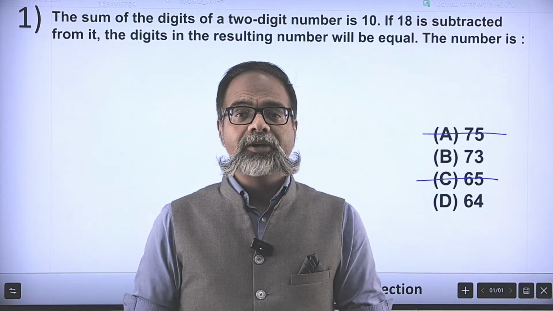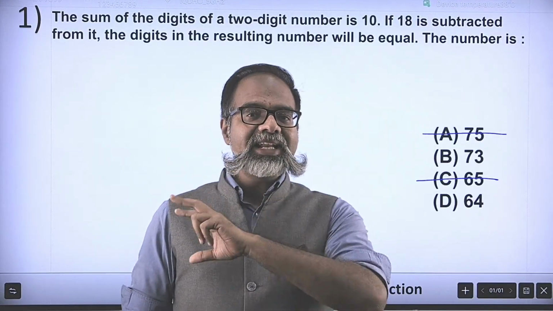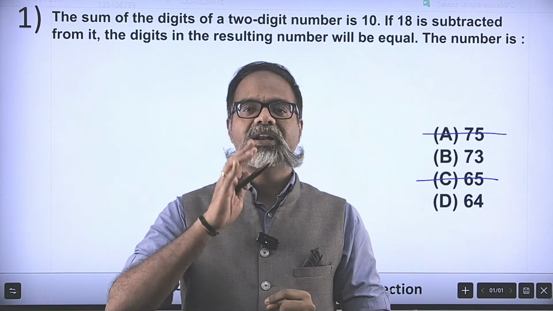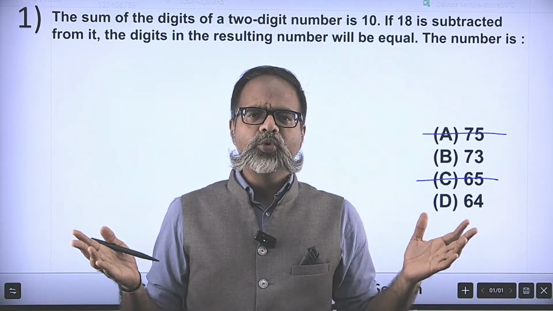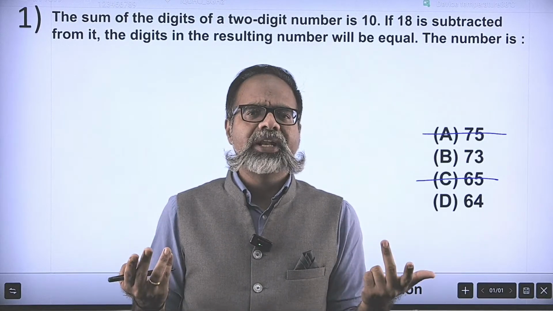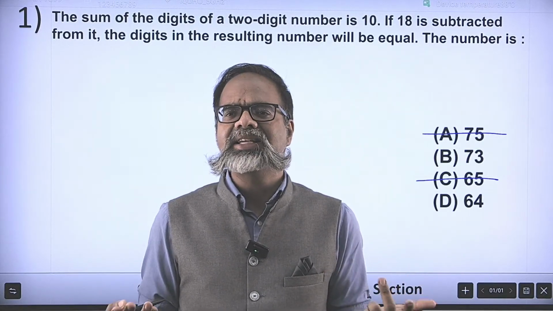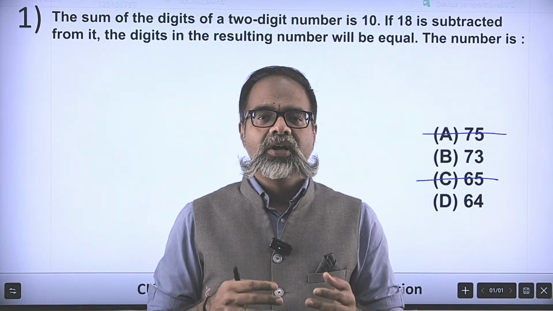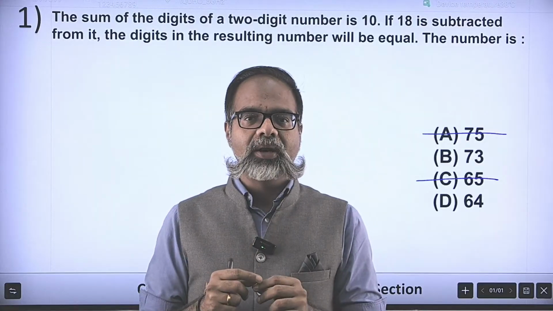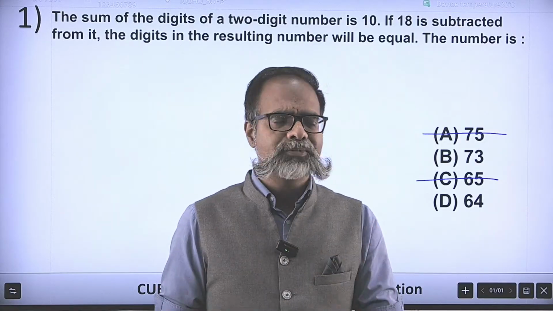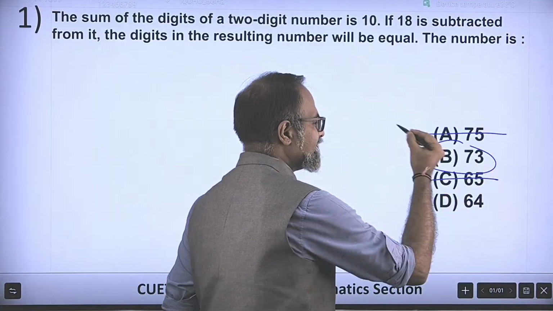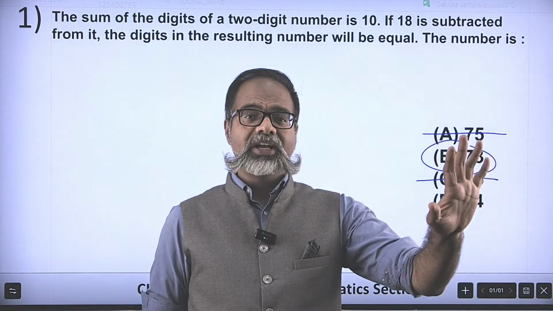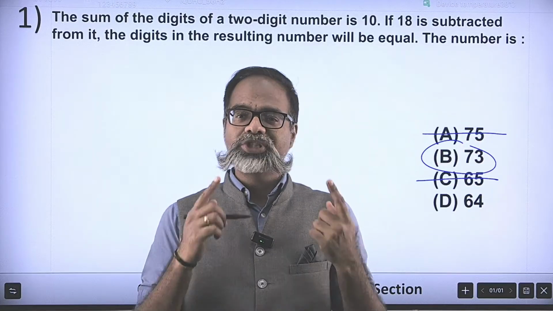Let's read further. If 18 is subtracted from it, the digits in the resulting number will be equal. So all I have to do now is subtract 18 from the two remaining options. 73 minus 18: 73 minus 20 is 53, plus 2 is 55. So 55 is the resulting number. Are the digits in 55 equal? Absolutely yes. So without lifting a pen, and without even reading the entire question, we can eliminate two options and check only one of the remaining two.